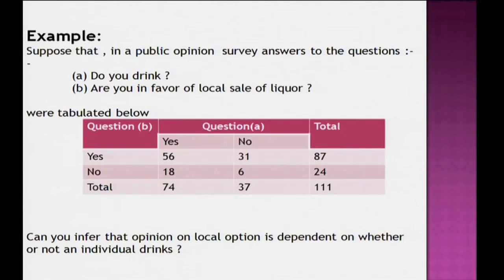There are some more questions here that we are discussing. Suppose that in a public opinion survey, answers to the questions, do you drink, are you in favor of local sale of liquor, this data is tabulated. Question A, whether you drink, drink side is this, then local sale of liquor. So, is there any dependence between the local option and individual drink, right. So, two attributes we are studying.